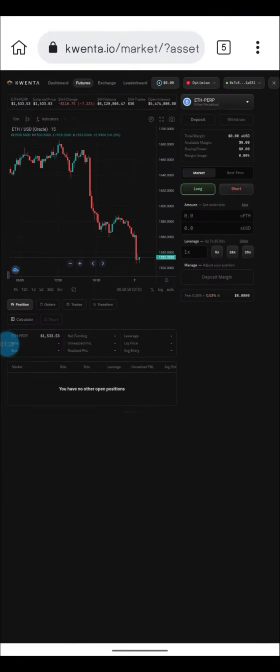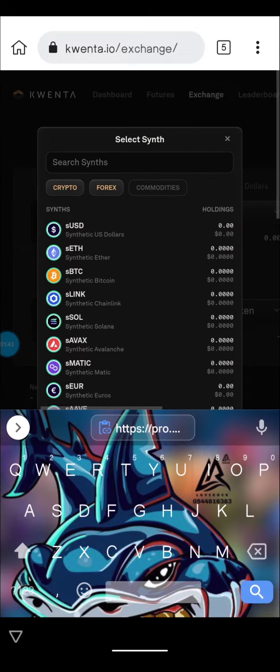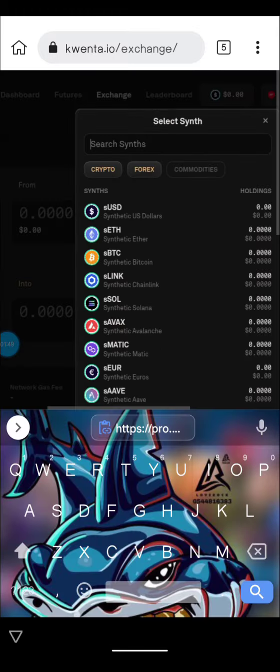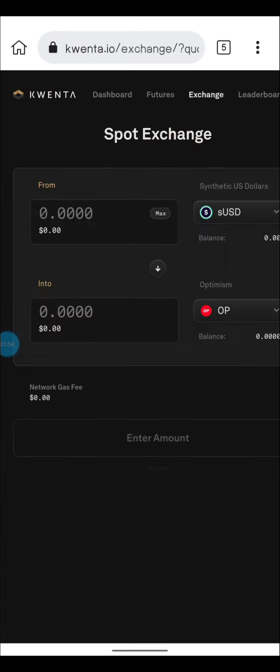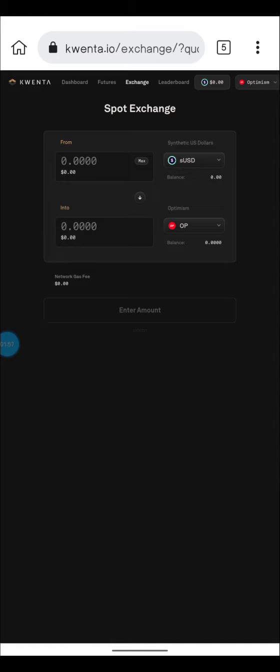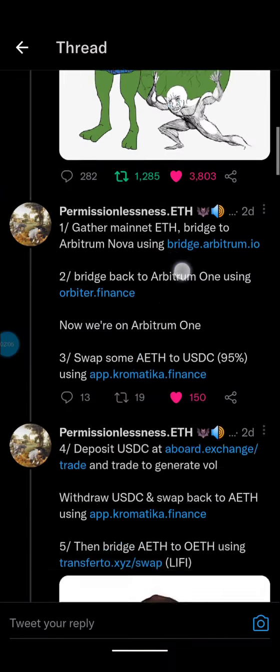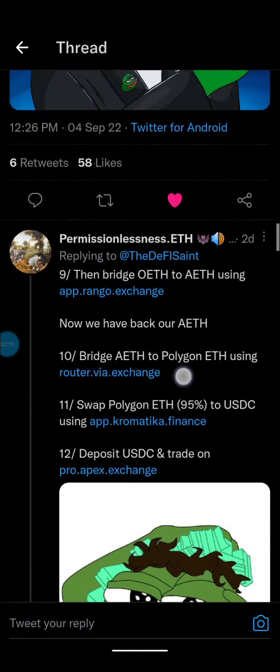After you've traded with SUSD on the Kwenta, you have to go back and convert the SUSD to optimism. We are converting that back to optimism. Once you do that, we are going to go to the next step, and we'll be using this as a guide, because I'm just showing you guys this.